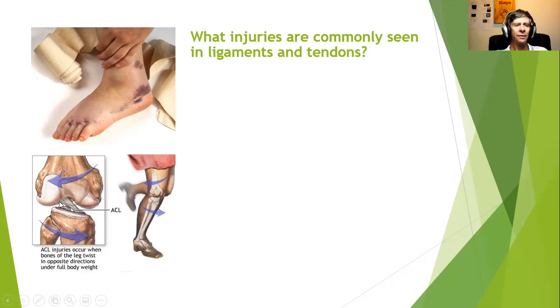And this is your classic, what we call ACL or anterior cruciate ligament injury. It's when the knee twists, and you'll find that quite commonly in sports like soccer, rugby, karate, squash, all those sort of things where there's quite a bit of rotation forces happening in the knee.